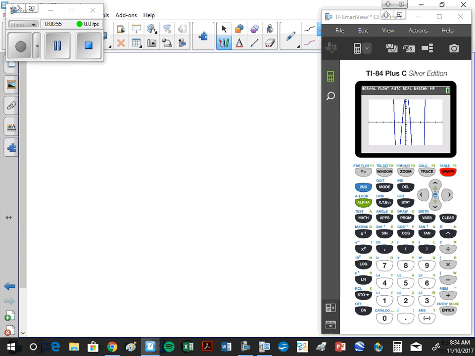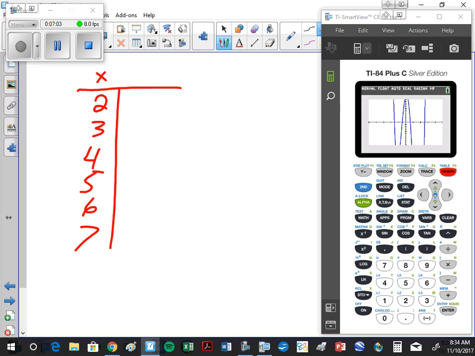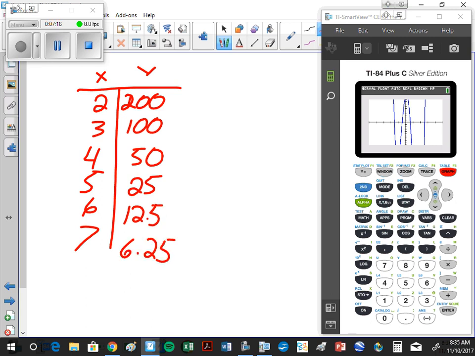Okay, let's look at this. Do you see a pattern there? It's what? Dividing by 2. That's the pattern. But when we use exponential equations, we never talk about dividing. We always talk about multiplication.